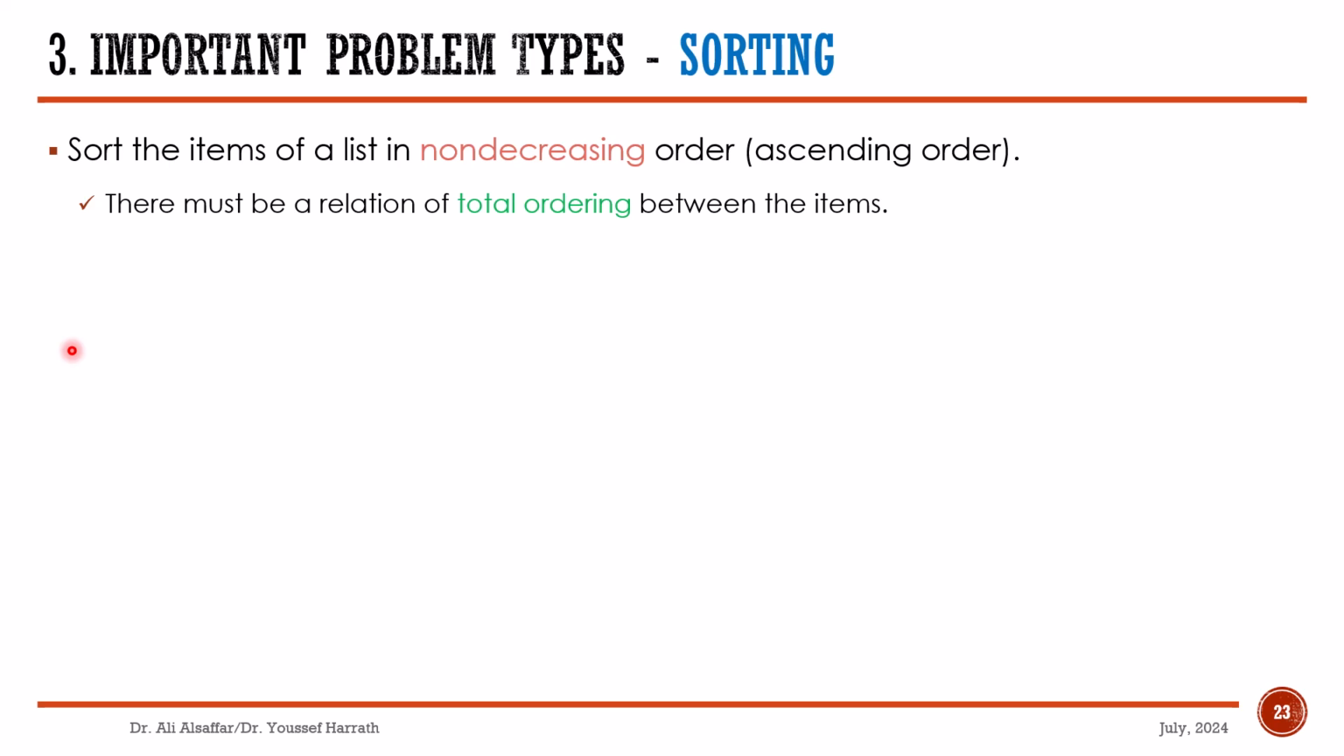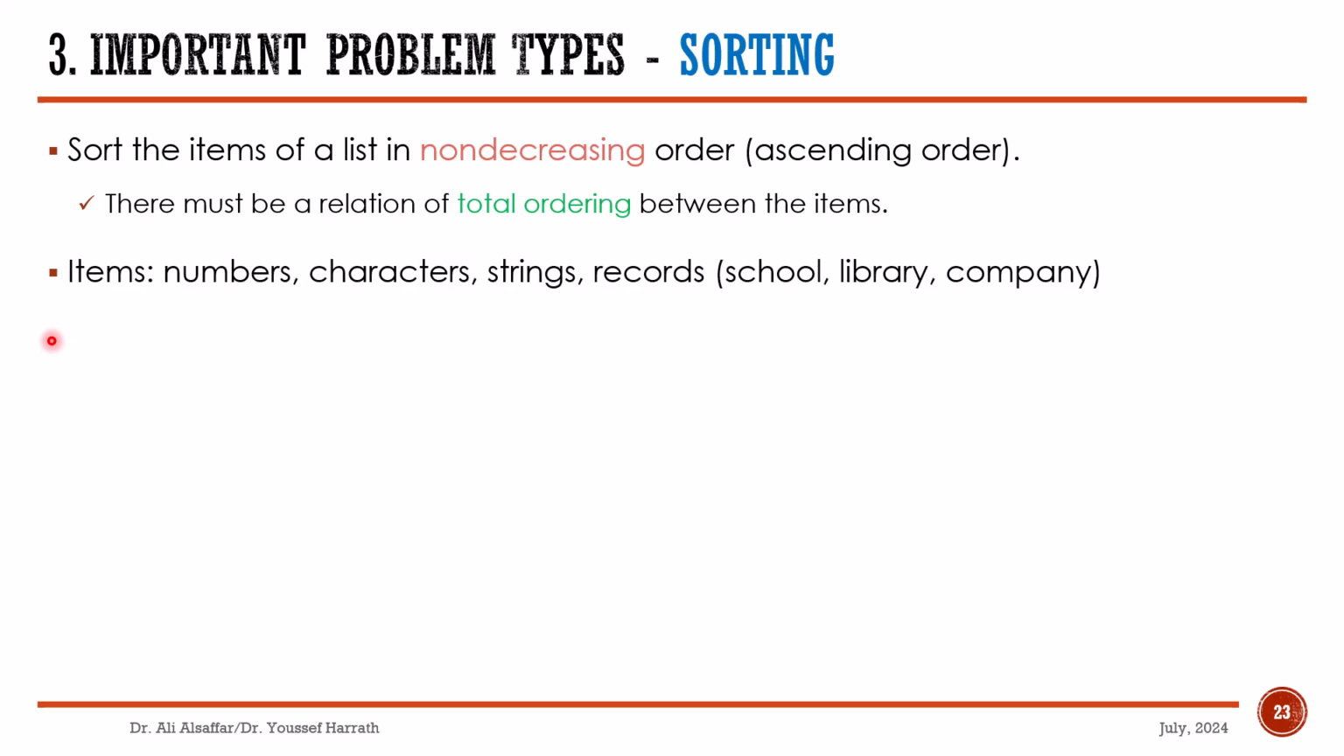For sorting a list of items, there must be a relation of total ordering between the items. In mathematics, a total order or a linear order is a partial order in which any two elements are comparable. In other words, when we compare two items, we can tell which item comes before the other item. So what are the items that we can use in the sorting process? Examples of comparable items are numbers, characters, strings, and records, like school records, library records, company records, and etc. Records are like classes in Java. They have data members or data attributes.